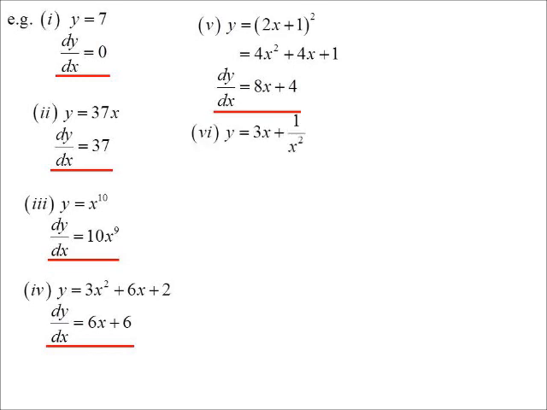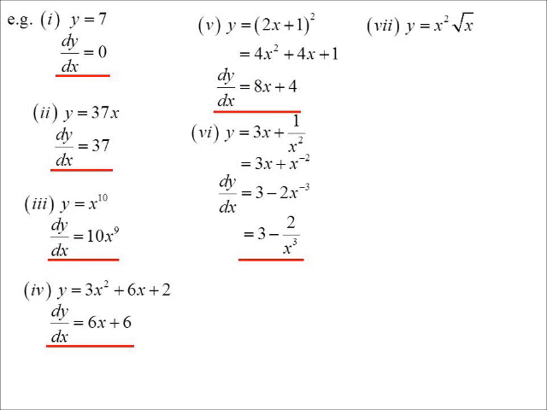3x plus 1 on x squared. I'm going to have to change that to index form so I can use my rule. So it's 3x plus x to the negative 2. Differentiate it, so the first term becomes 3. I'll have minus 2x. Be careful when you're subtracting, because remember, it's a negative power. It's actually negative 3. And I always like to write my answer in the form of the question. So they didn't use negative indices, so I haven't used it in my answer as well.